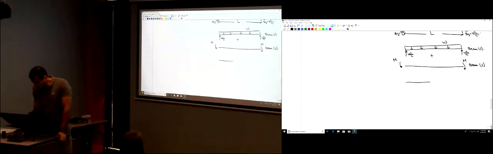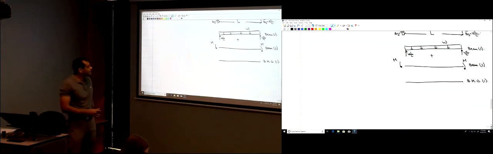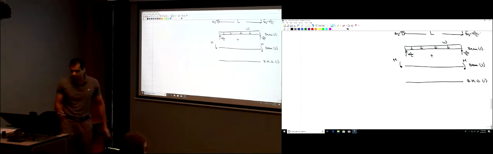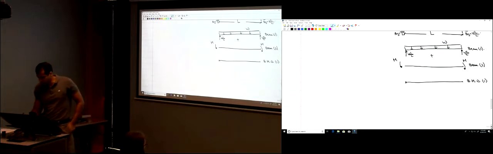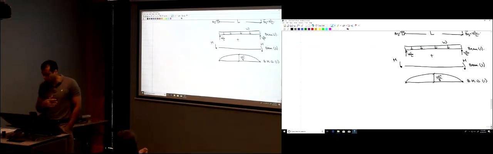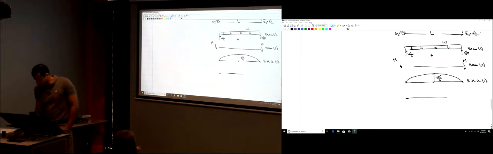How would the bending moment diagram for beam 1 look? It's a single beam with uniform load. It's curved, just a curve. The moments at the ends are zero, and then you have a curve. How much is the height of that parabola? WL squared divided by 8. So that's bending moment diagram 1. What about the bending moment diagram for beam 2?